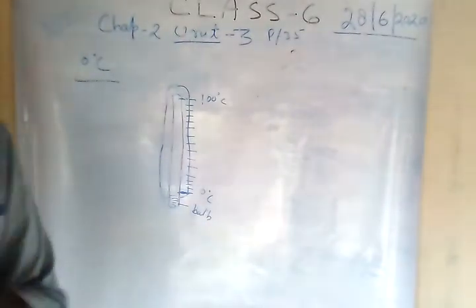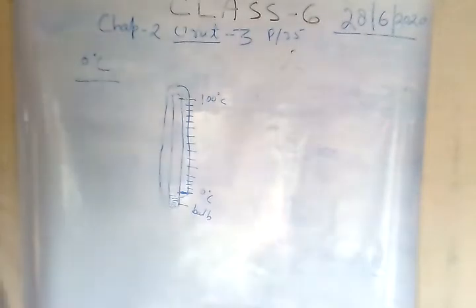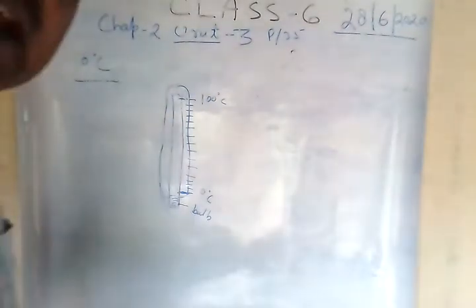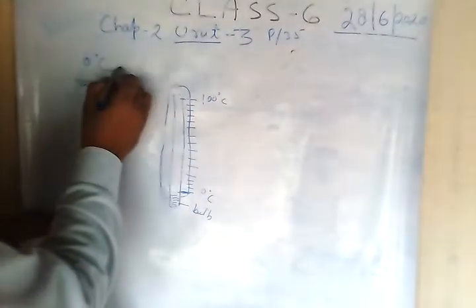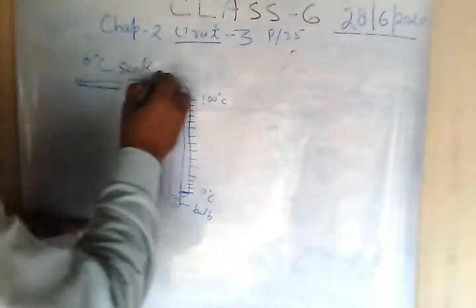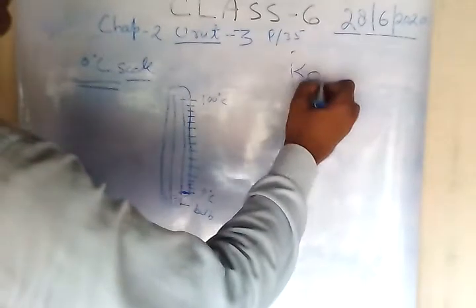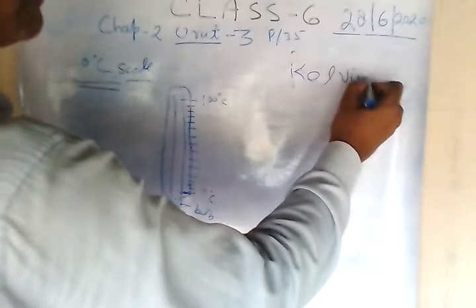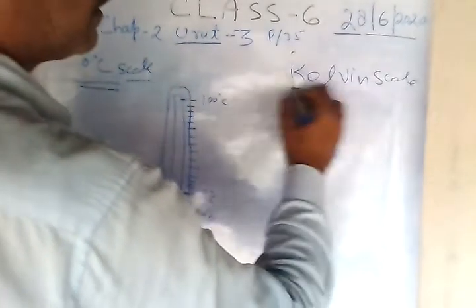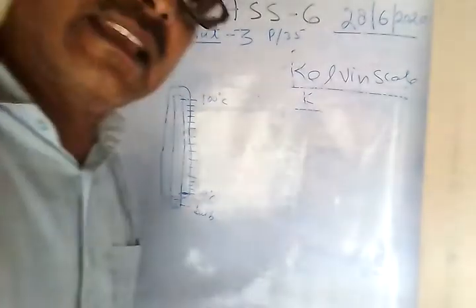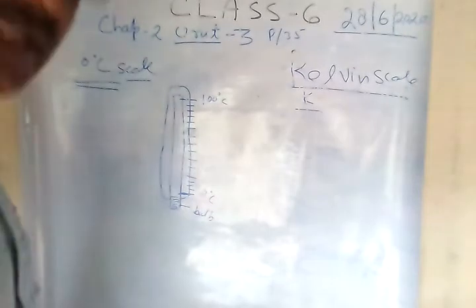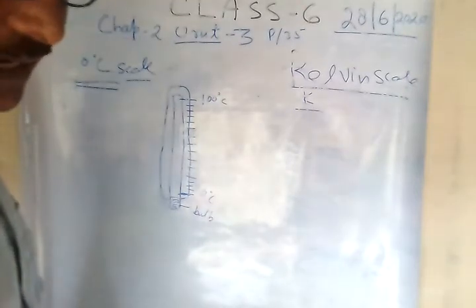Now next is the Kelvin scale. Kelvin scale, K, is written as a K here. What is the Kelvin scale? See in the Kelvin scale here.